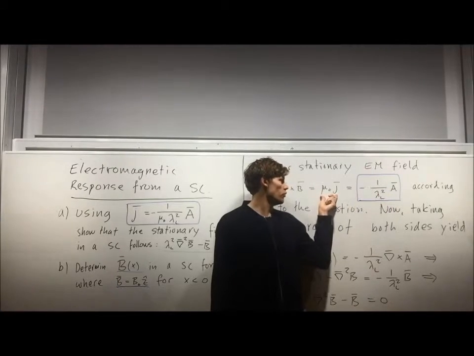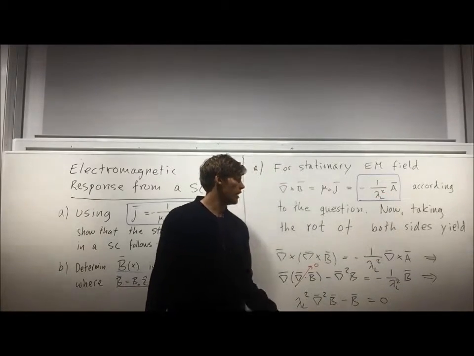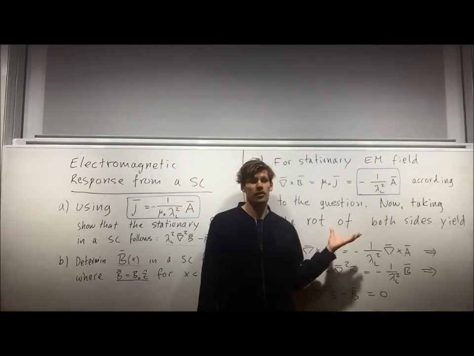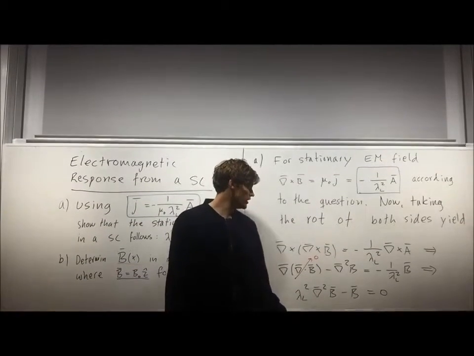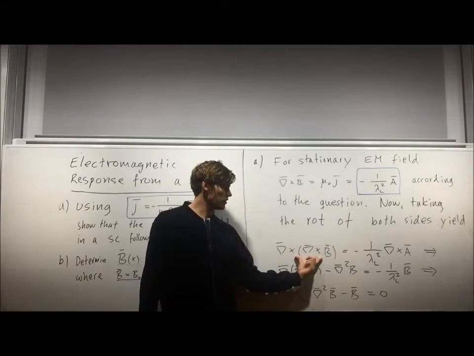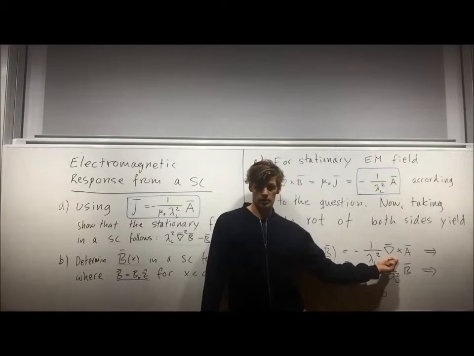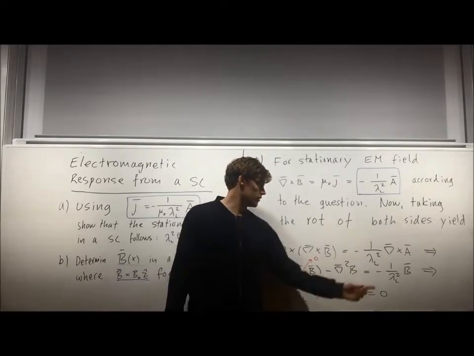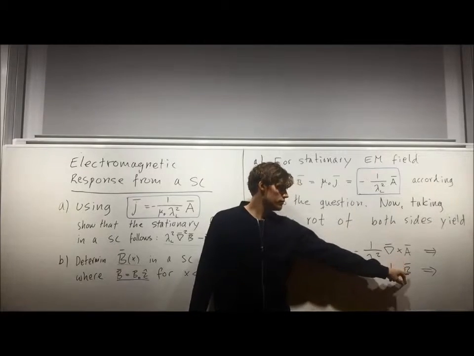Or we substitute mu naught J for this value here. And then using this equation, we can just take the rotation of both sides. Taking the rotation of both sides yields basically that you get this relation on the left side, and we get this relation on the right side, right? And as familiar, this is just simply the magnetic field, right?